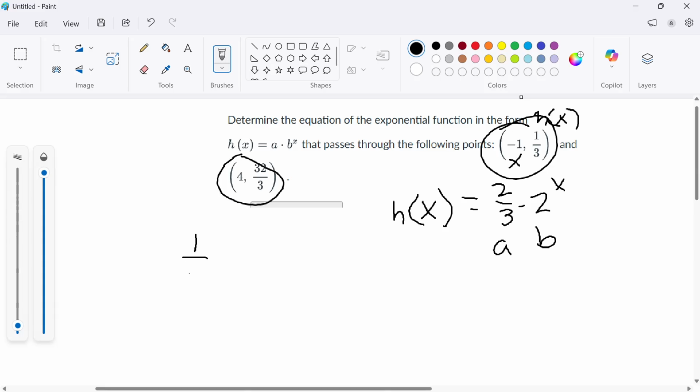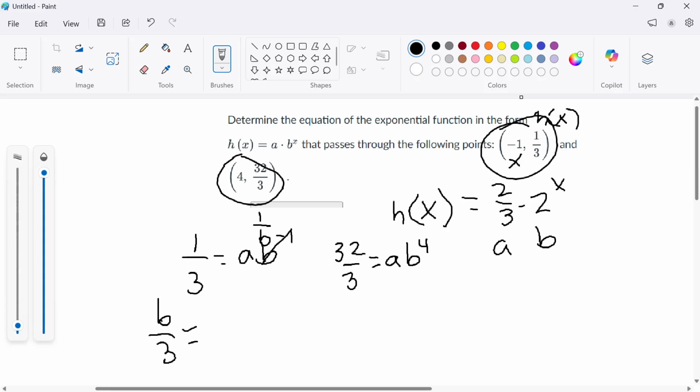So 1/3 equals a times b to the -1, and then I also have 32/3 equals a times b to the 4th. The b to the -1, I can rewrite that as 1 over b, and then I can multiply both sides by b. b over 3 equals a. So now I can plug that in for a here. 32/3 equals b over 3 times b to the 4th. I just plugged in b over 3 for a.